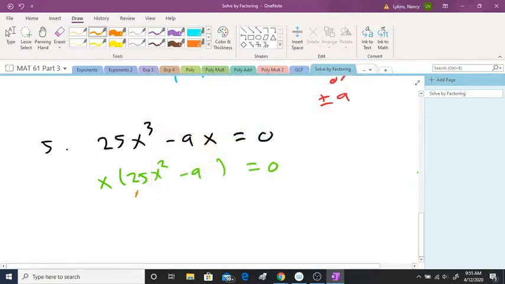Twenty-five is a perfect square. You got 2 x's. My 9's a perfect square. So this is going to be x, 5x. Since there's no middle term right here, one's going to be plus 3, and the other one's going to be minus 3.